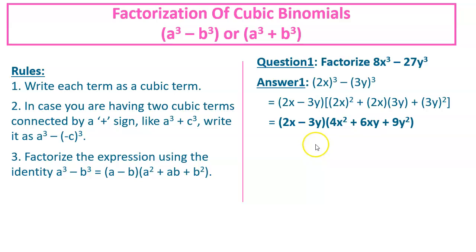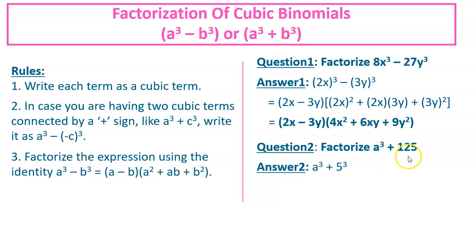Okay, now let us come to the second question. Question 2. Factorize a^3 plus 125. This will need rule number 2. But first of all, we come to rule number 1. Write each term as a cubic term. So a^3 is a^3. But what about 125? It is 5^3. So instead of 125, we will write 5^3.